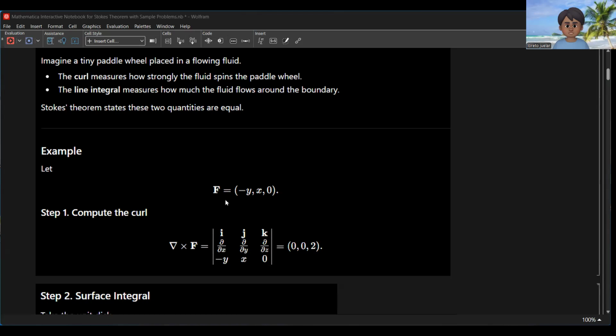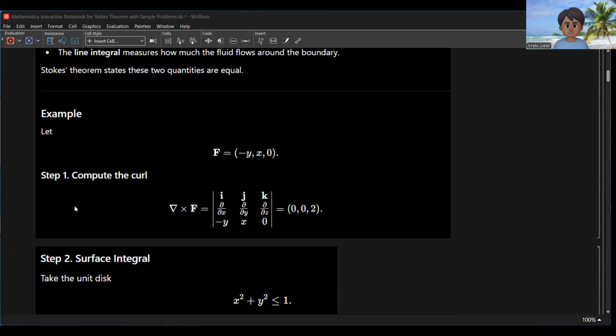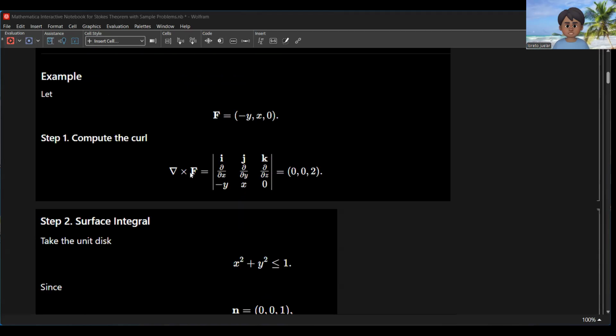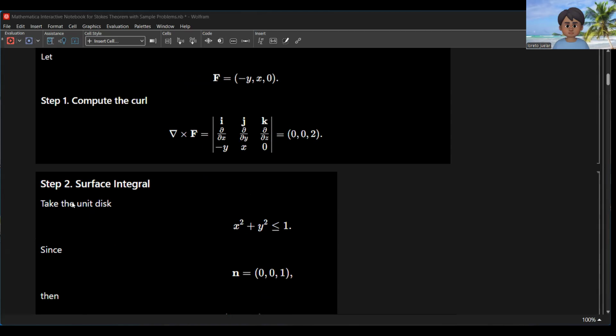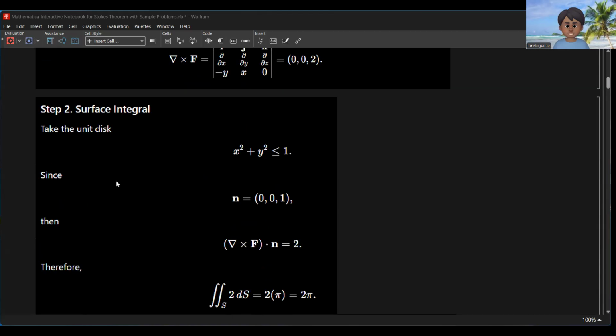So we have an example here. The vector field here is negative y, x, and 0. Then compute the curl here, the cross product of del and F. Using this formula, we have the matrix with i, j, k, so we have 0, 0, 2. For the surface integral, take the unit disk x squared plus y squared is less than or equal to 1.